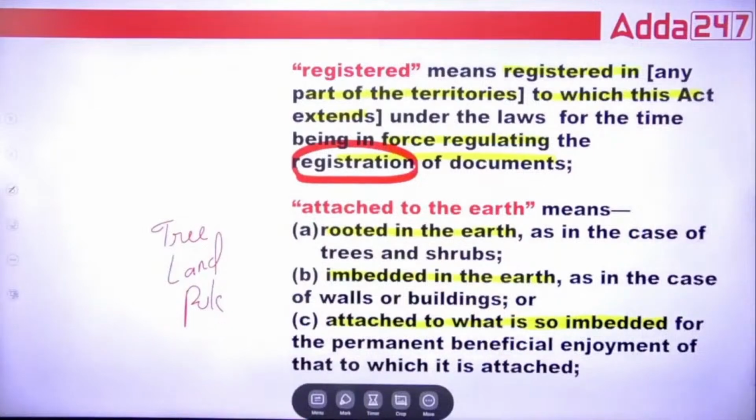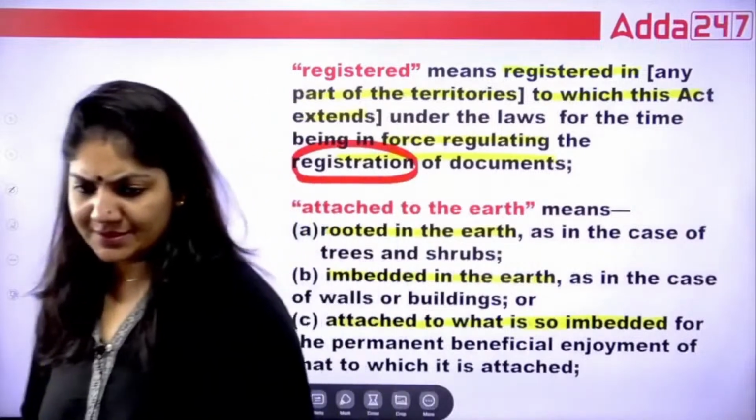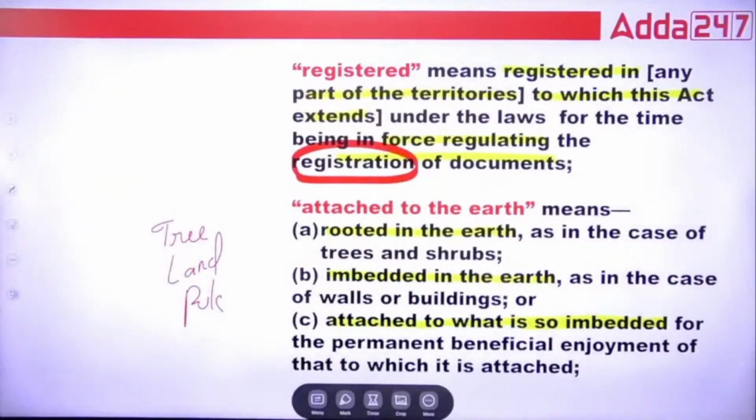See, these are very, very important contents. Very much important contents.